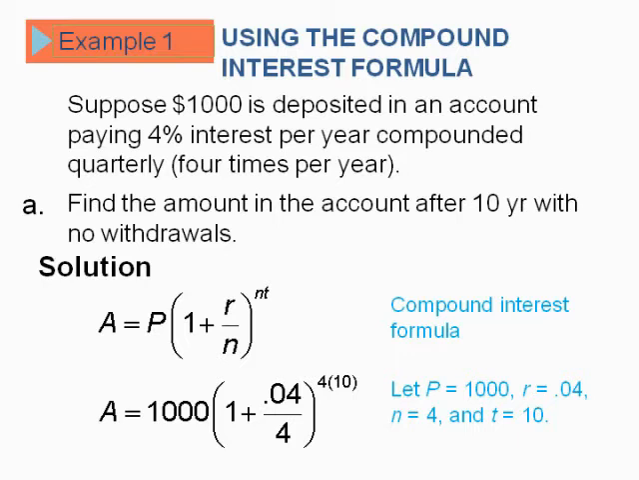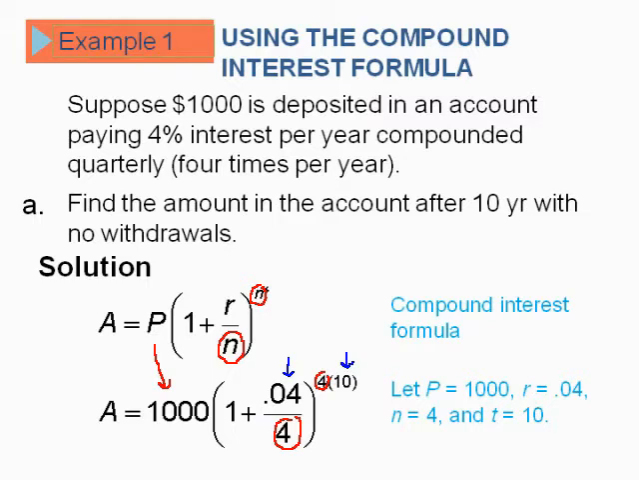So let's look at example 1. Suppose we've got $1,000 deposited in an account paying 4% interest compounded quarterly. So notice we put 4 times in there, N would be 4. Find the amount after 10 years with no withdrawals. Writing the formula here, we plug in 1,000 for the principal. Notice N appears in the formula not once but twice, and since it's quarterly, we put 4 in both places. The rate is 4%, so we change 4% to a decimal, and this is for 10 years.